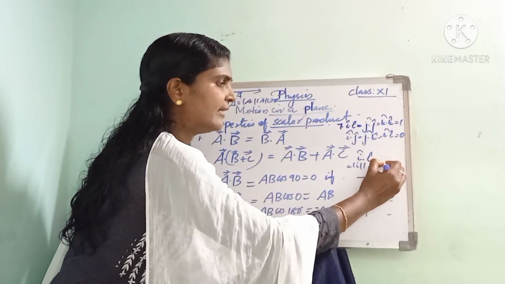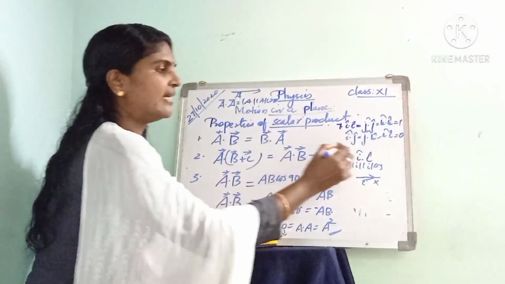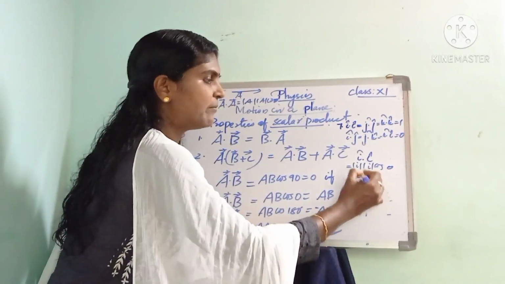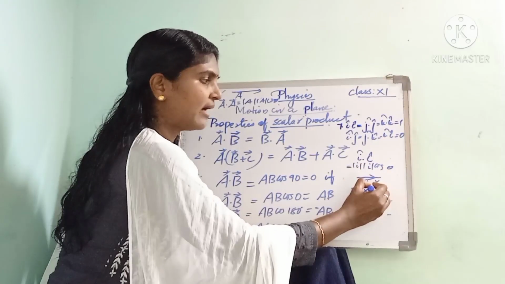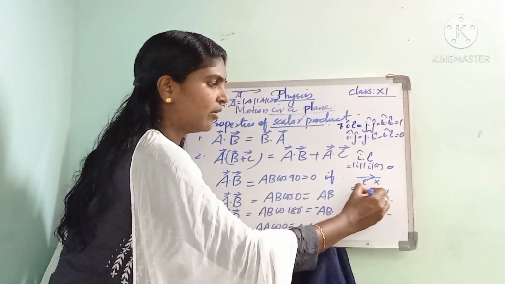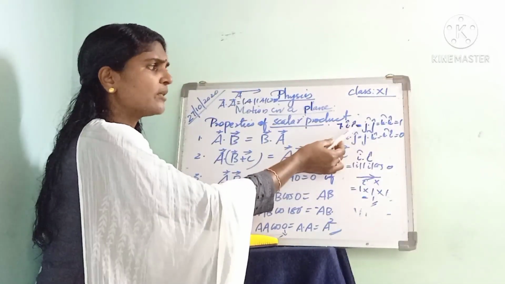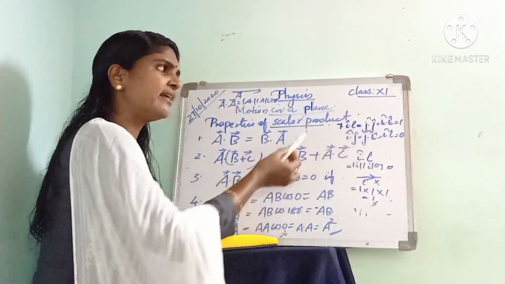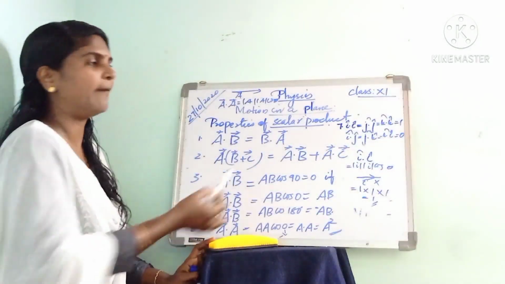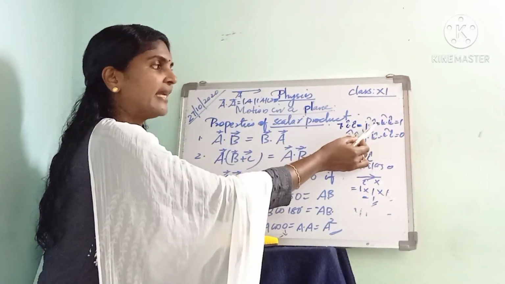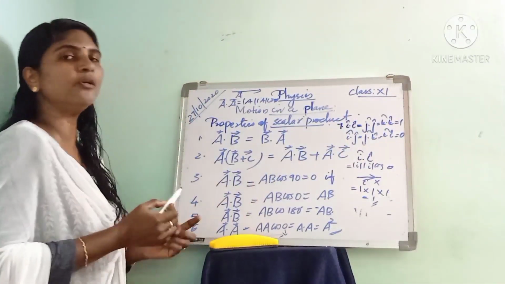I dot I can be represented as modulus of I into modulus of I into cos of the angle between I and again I. So the angle is 0, cos 0. Then modulus of I is 1, again modulus of I is 1, and cos 0 is 1. So we get 1. Okay, similarly the dot product of j dot j, the same way we can prove, is equal to 1, and k dot k is equal to 1.